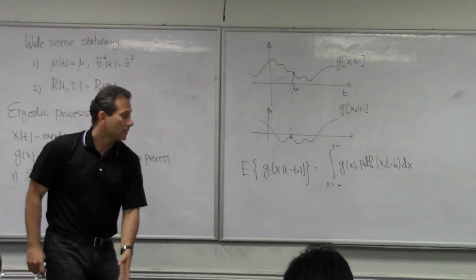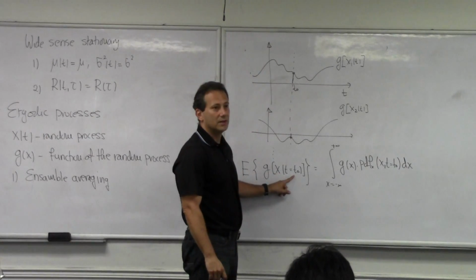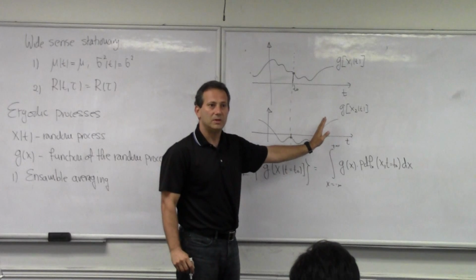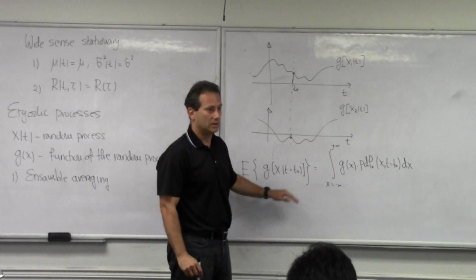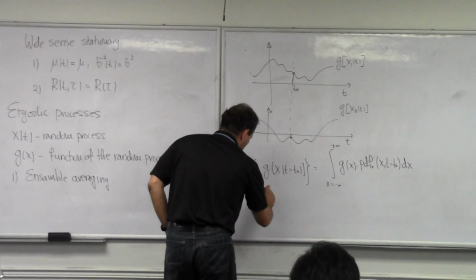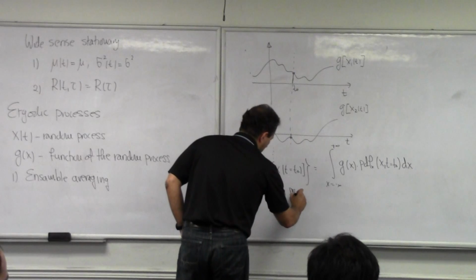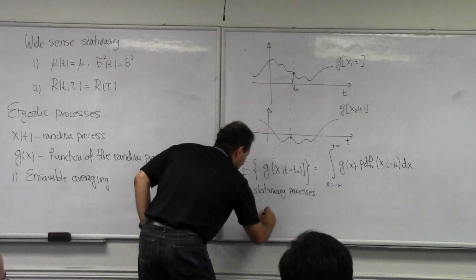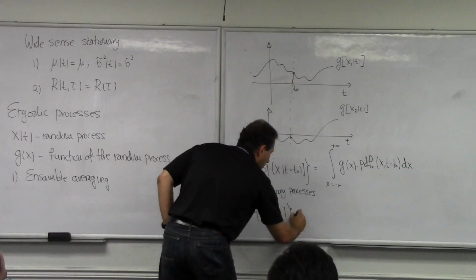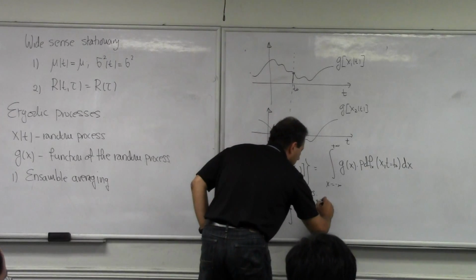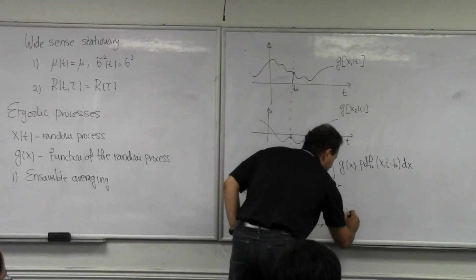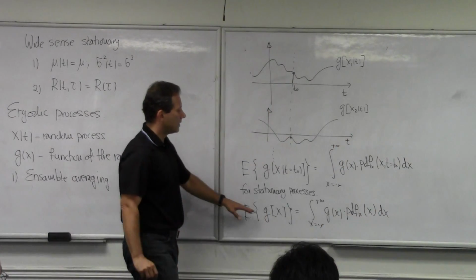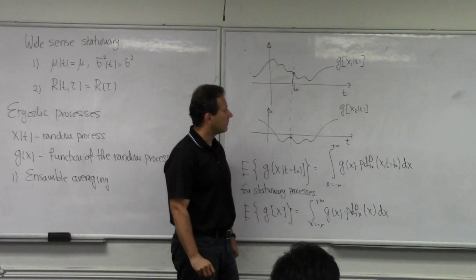If the process is stationary, then this t0 is irrelevant, meaning that wherever on this t-axis I make a cut, I'm going to get the same PDF, therefore the same expected value. So for stationary processes, we can draw this at t equal to 0, and the expected value of g of x is equal to the integral, x from minus infinity to plus infinity, of g of x times the PDF of x, dx. Because the PDF of x is now only a function of x, not a function of t, because it's the same for every t.